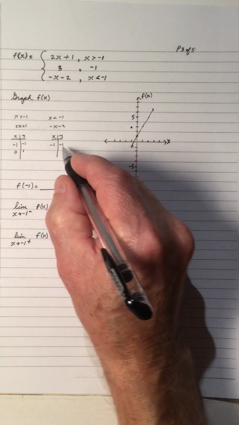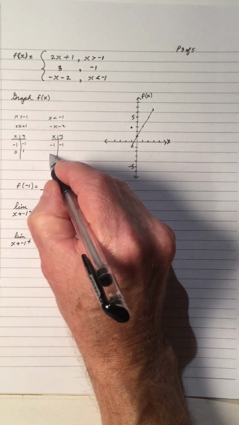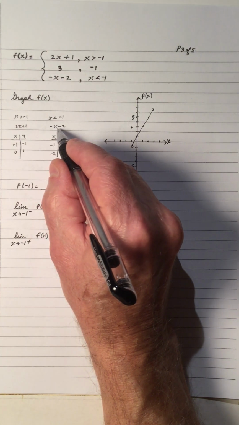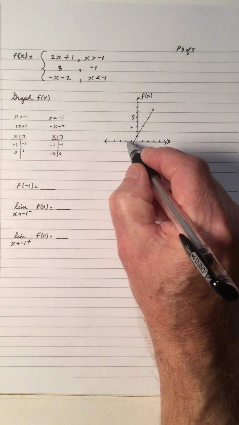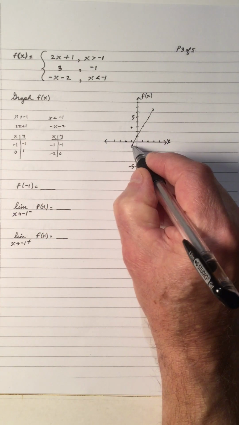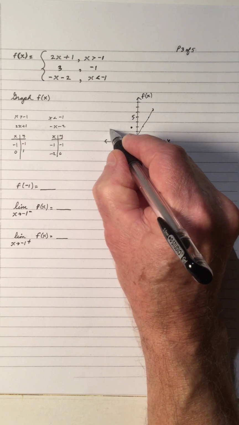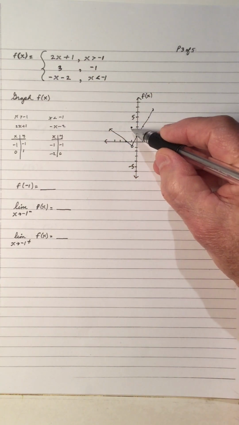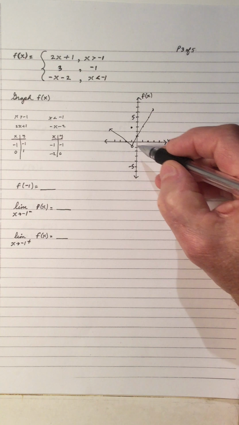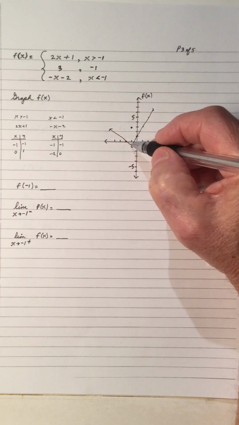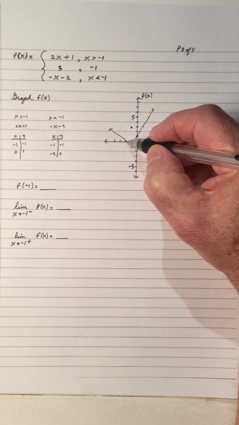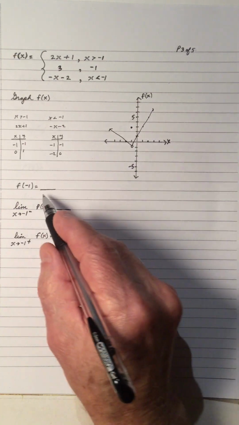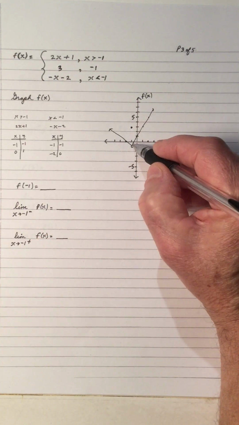So let's go with -2. Put a -2 in here. The negative of -2 is 2, and 2 minus 2 is 0. So that gives me this point here. So it's doing this. It's a negative slope, so it goes up to the left or down to the right. But we can't go down here because we have to go to the left of -1. So there's the graph.